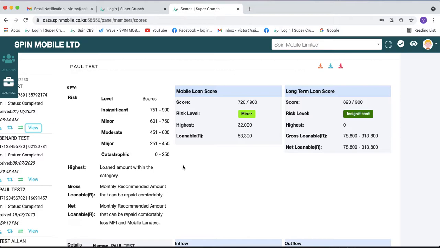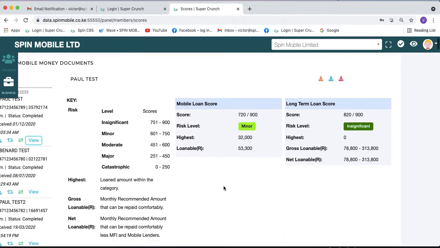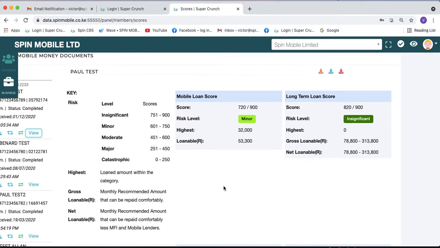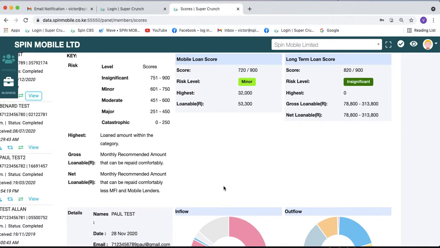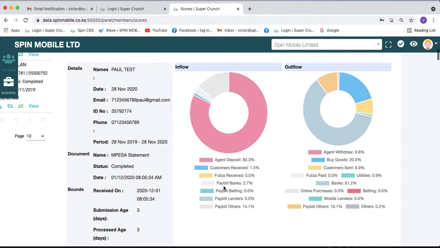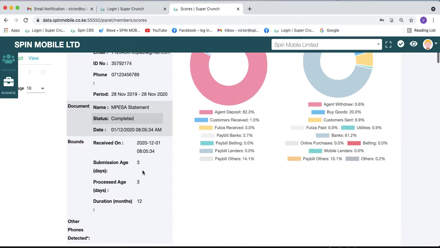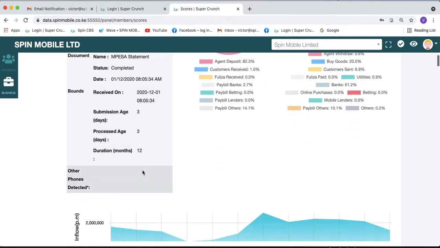So we shall use Paul as a test for this particular demo. Paul just presented his mobile money statement. The system was able to extract the data from that particular statement and did this analysis that we're presenting. So you can see KYC information, the name, the email address, the phone ID number, the phone number, the duration of that particular financial statement.